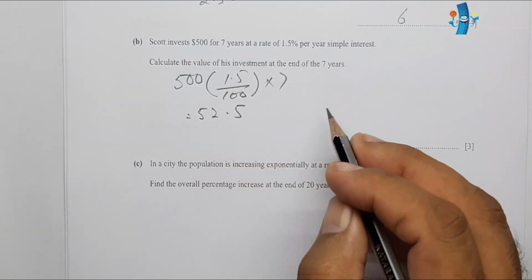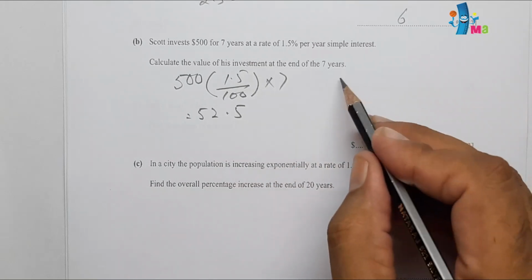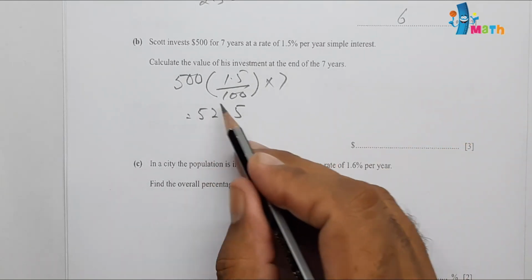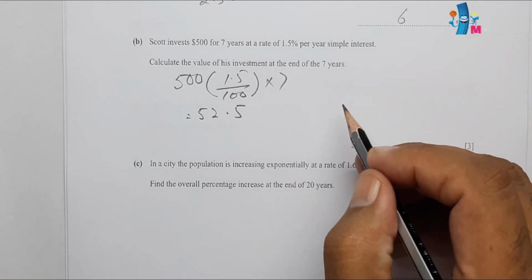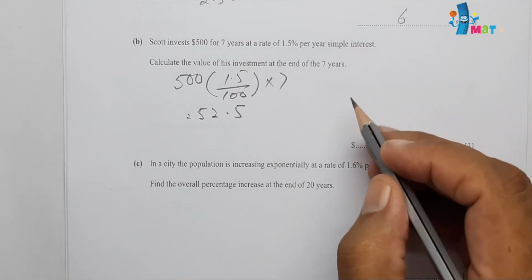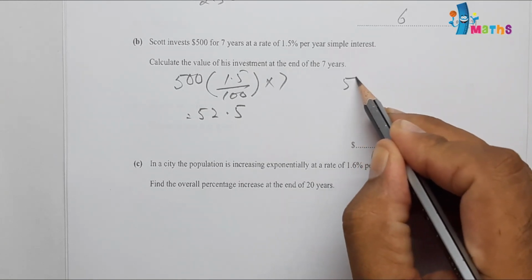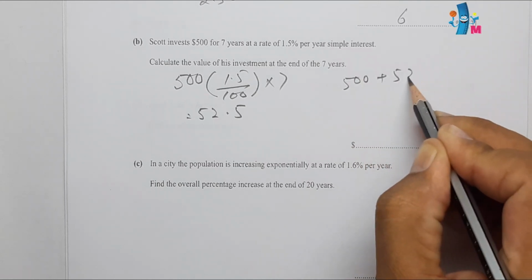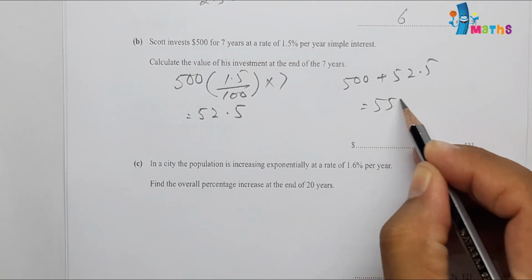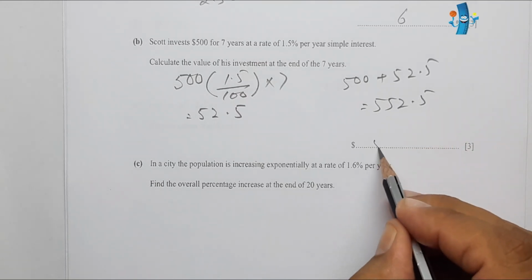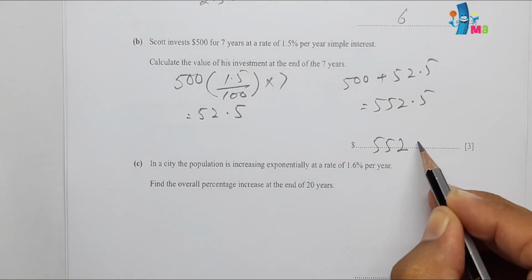52.5, and this is the interest he will be getting, and if we add 500 plus 52.5, this will be equal to 552.5, and answer will be 552.5.